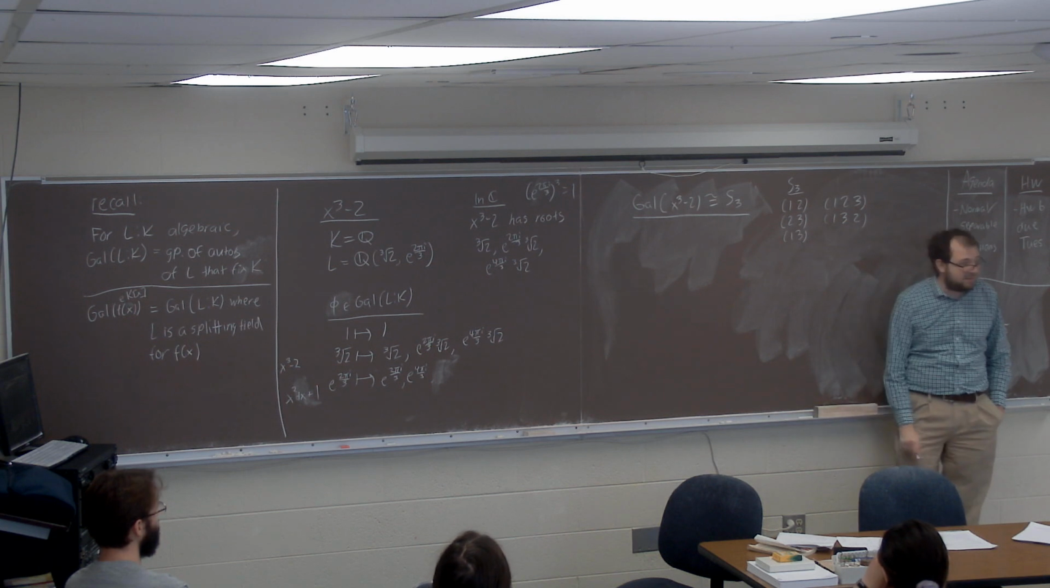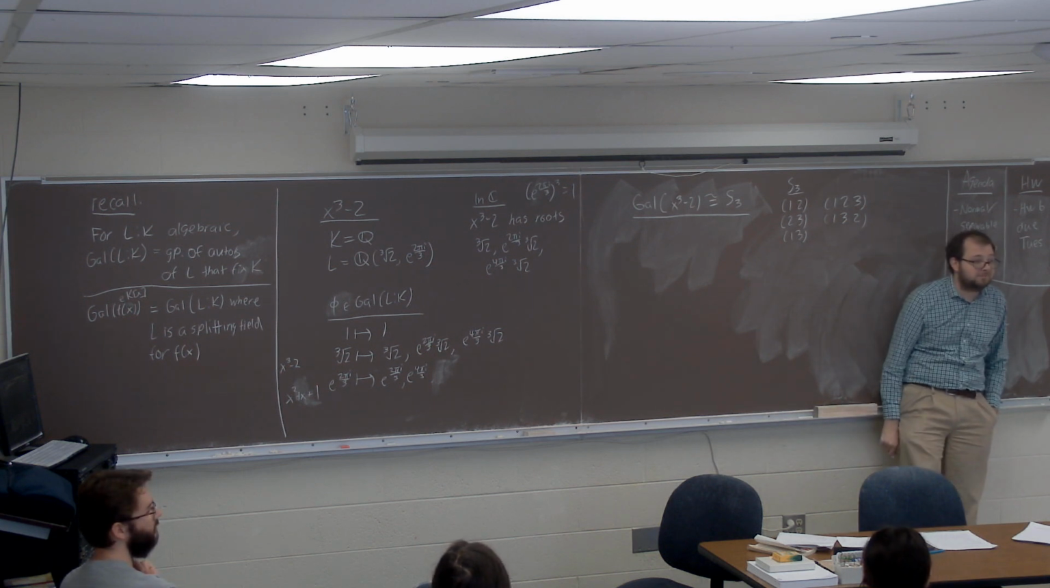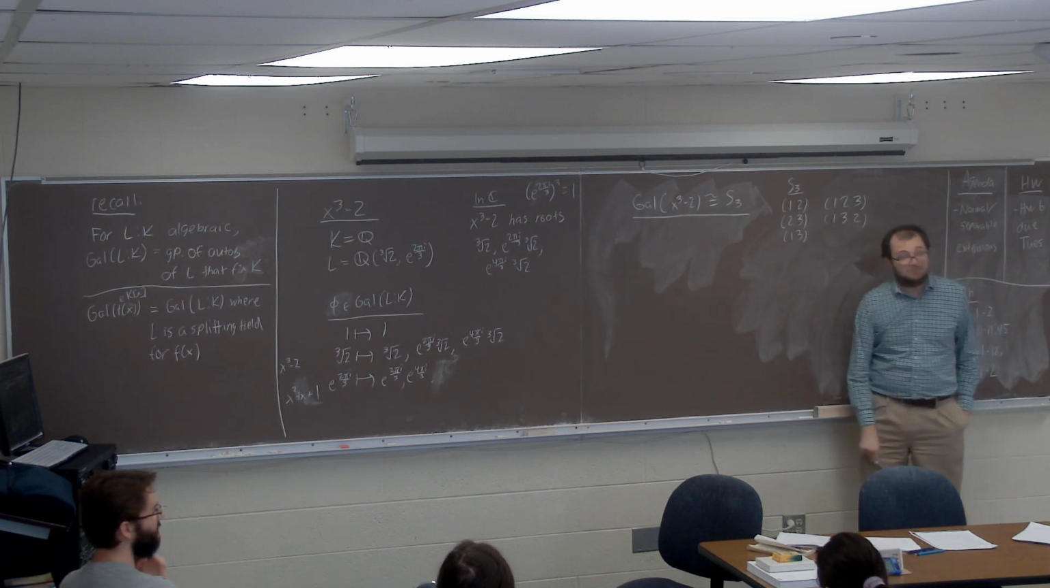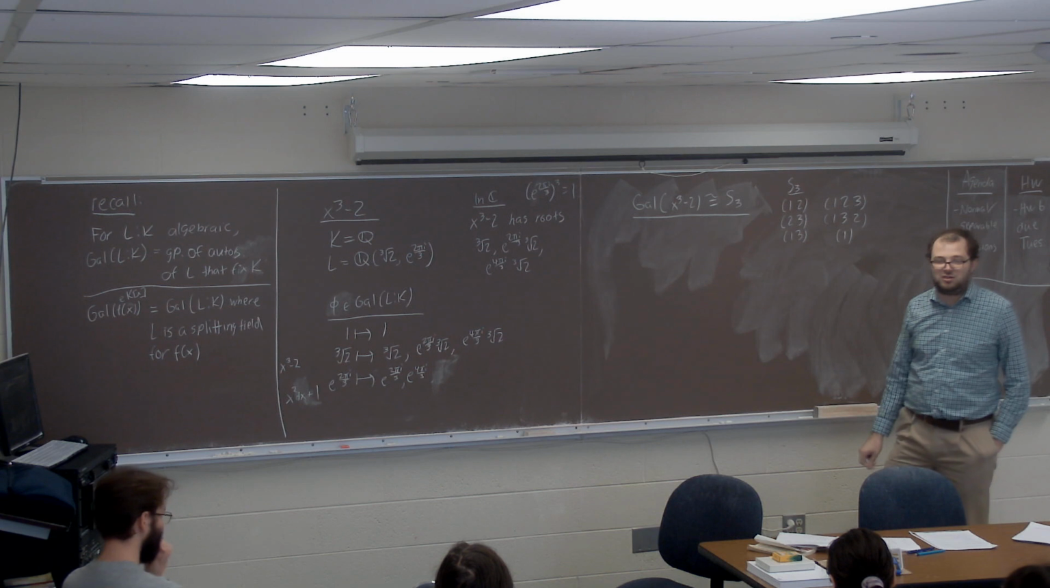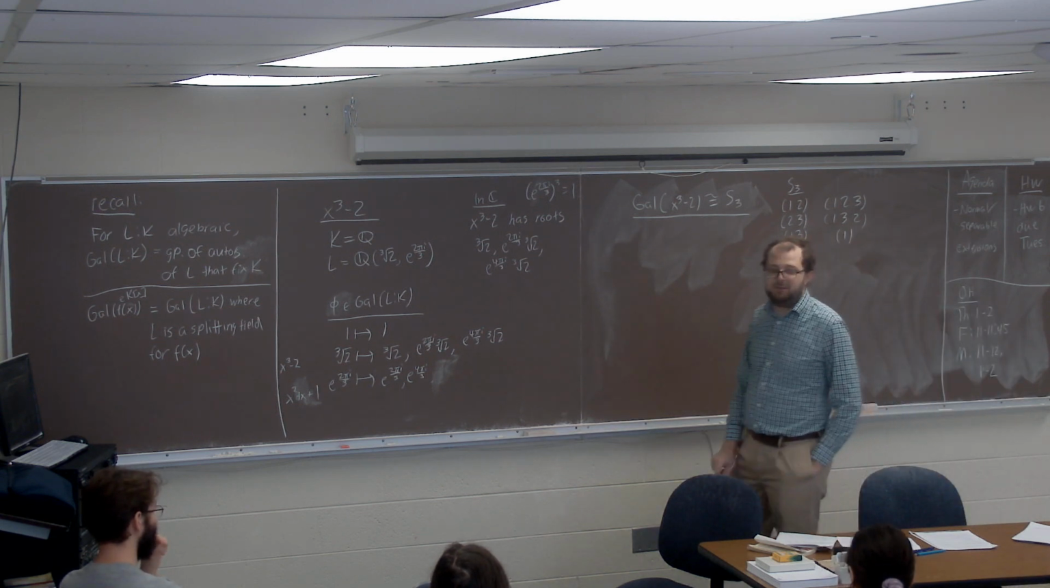I said there's 6 of them, we have 5, so what's missing? Matthew? The identity. I was going to say, a group needs to have an identity element. So we also have the permutation that just does nothing. Every element gets mapped to itself.